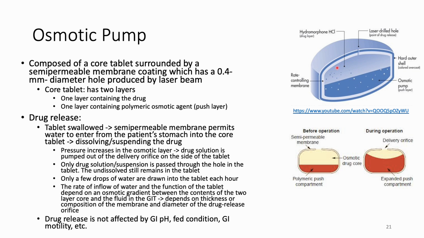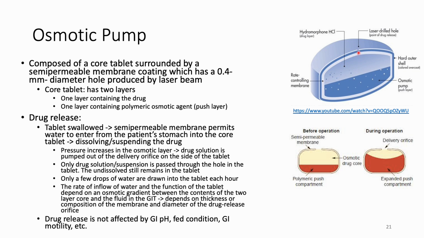The core tablet is encapsulated by an inner layer, and this inner layer is made from a semi-permeable membrane. This semi-permeable membrane has a coating with a special material, and on the surface of the semi-permeable membrane there is a hole.